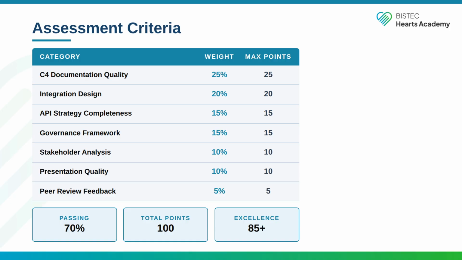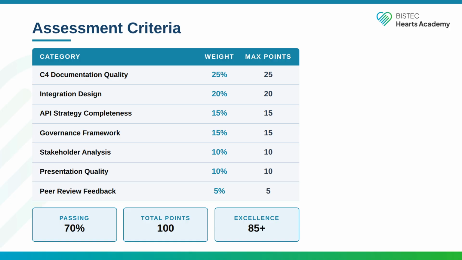API strategy at 15%. Completeness matters. Cover all 3 protocols. Define versioning. Include examples. A standards document without examples is a wish list. Governance framework at 15%. A minimum of 10 principles, each with a 3-part structure. Tech standards must be decisive, not vague.